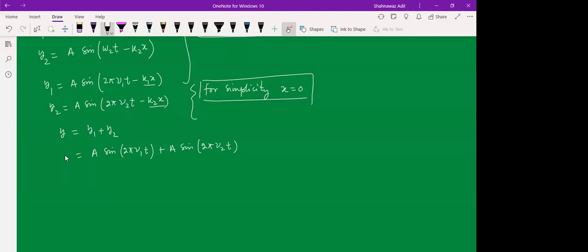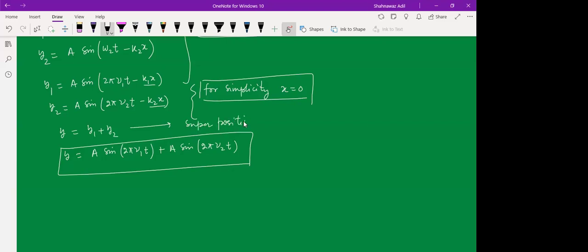So this is what we get from the superposition principle, right? This is the superposition, and we see that both the waves are moving in the same direction but with a different frequency, right? So these are the two waves. Amplitude is the same. Both have the same highest point. So amplitude is the same for both the waves.